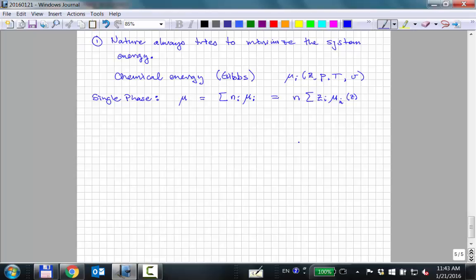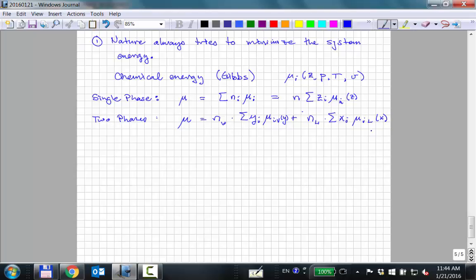Now, if you have two phases, then the total energy would be the number of moles in the vapor phase times the mole fraction of each component times the chemical energy in the vapor phase, which is a function of Y, plus the moles in the liquid phase times the mole fraction of the liquid phase times the energy of component I in the liquid phase, which is a function of X.